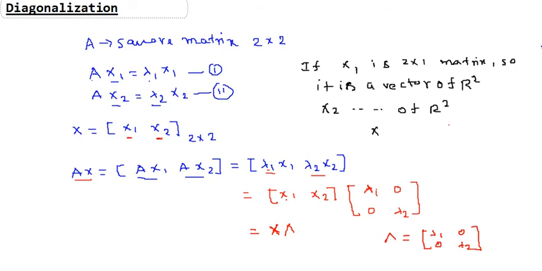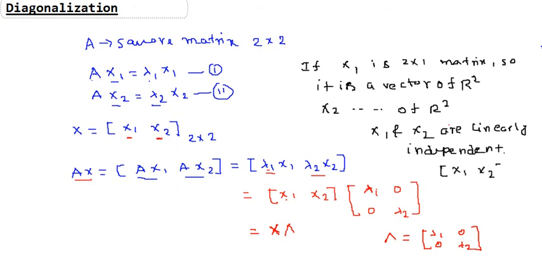So if the two vectors x1 and x2 are linearly independent, then the matrix formed by these two vectors x1 and x2 has a non-zero determinant. So here x is that matrix, which has non-zero determinant, so x is an invertible matrix. This holds when x1 and x2 are linearly independent; otherwise we cannot say x will be an invertible matrix.